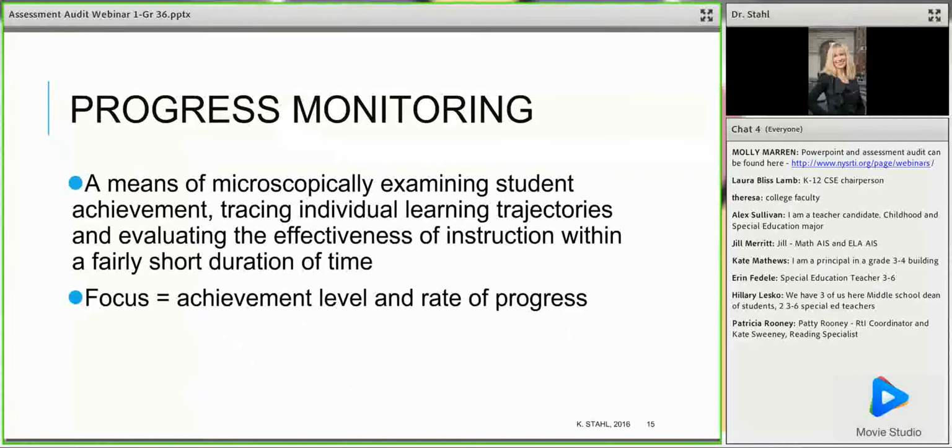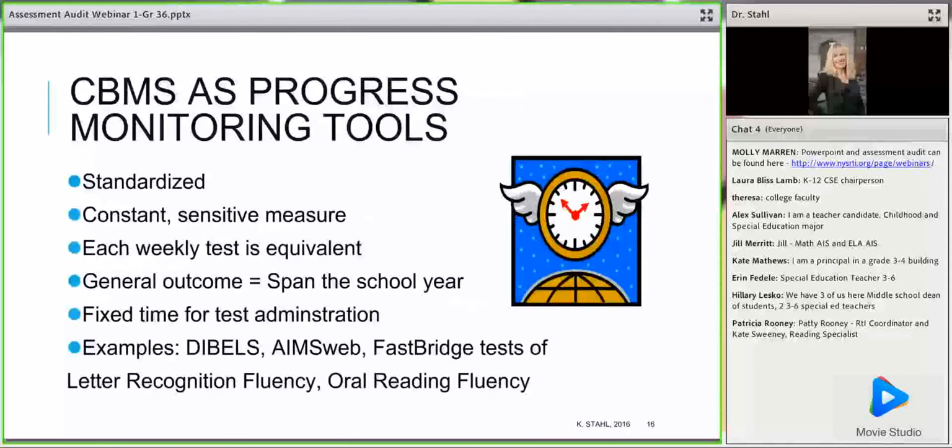And finally, progress monitoring. These progress monitoring tools are a means of microscopically examining student achievement, and they trace individual learning trajectories, and they evaluate the effectiveness of instruction. They're very sensitive to growth that happens in a short duration of time. And there are two areas of focus: achievement level and rate of progress. That's what you want to look at when you're progress monitoring.